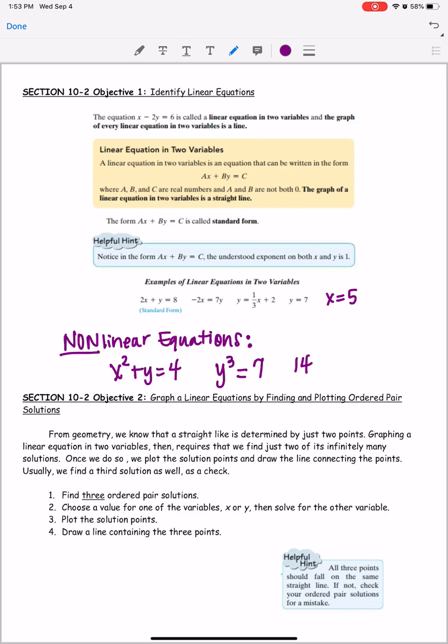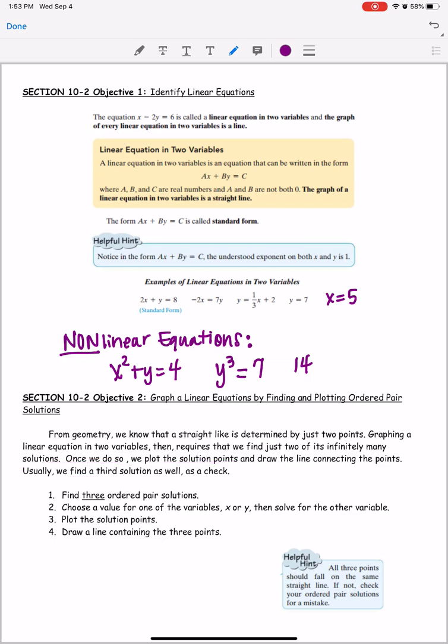Graphing a linear equation, 2 variables, then requires that we find just 2 of its infinitely many solutions. Once we do so, we plot the solutions and draw a line connecting the points. Usually, we find a third solution as well as a check. And you will do just that. Okay, we will always find 3 points unless we're finding intercepts. So that's a whole different deal. So, here are the steps.